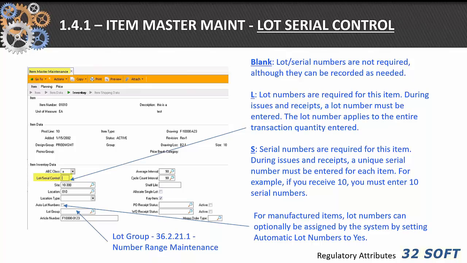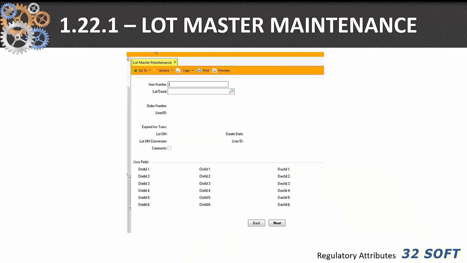You can use the system to automatically create those lot numbers if you check your auto lot box and then you define your number range management in 36.2.2.21.1. You can have the system automatically create that. And I've worked in several organizations where you've got specific lot numbers for specific sites for work orders versus purchase orders. So it's a very, very flexible tool.